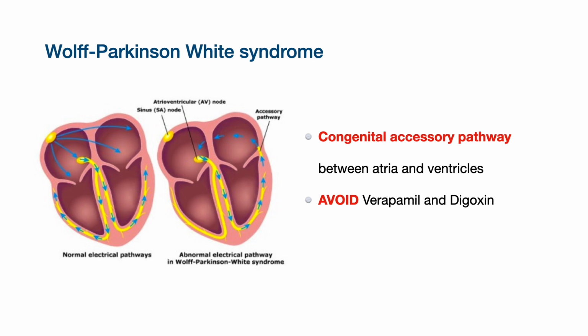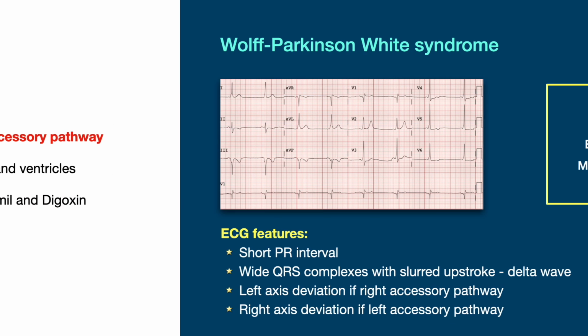Next would be Wolff-Parkinson-White syndrome. This is caused by a congenital accessory conducting pathway between the atria and the ventricles, leading to atrioventricular re-entry tachycardia. As the accessory pathway does not slow conduction, AF can progress rapidly to VF. Verapamil and digoxin should be avoided in patients with Wolff-Parkinson-White as they may precipitate VT or VF.